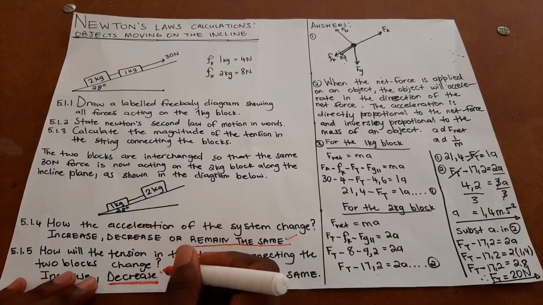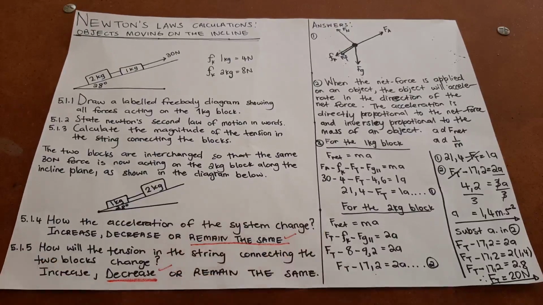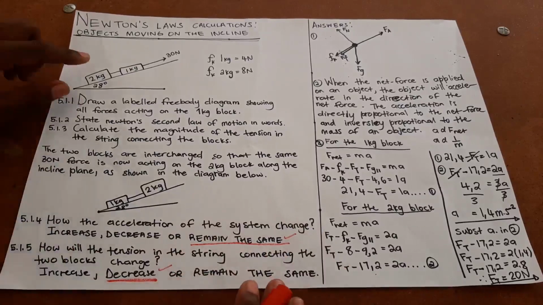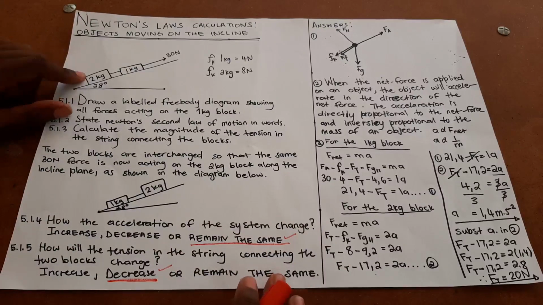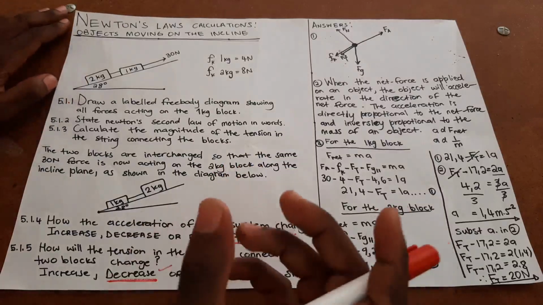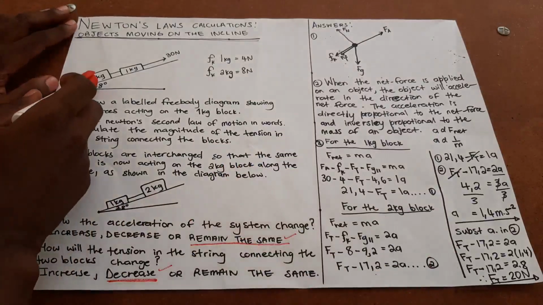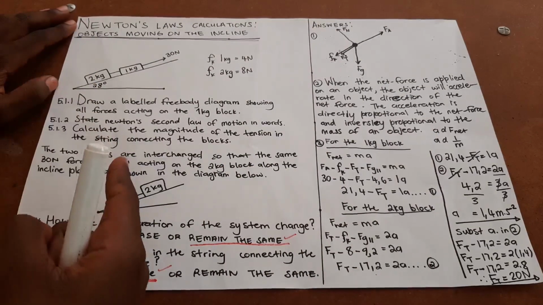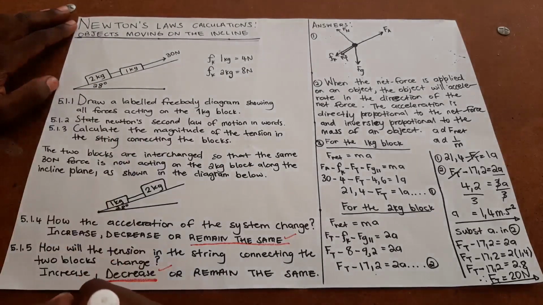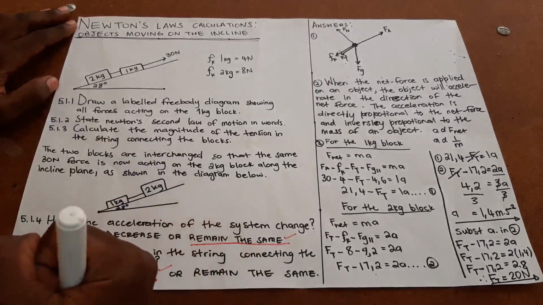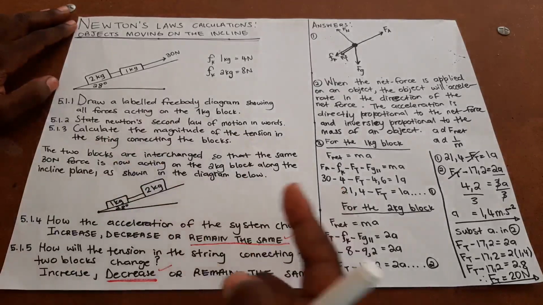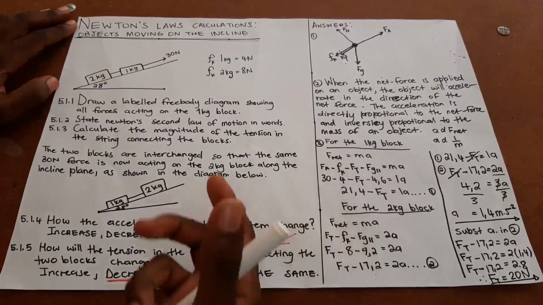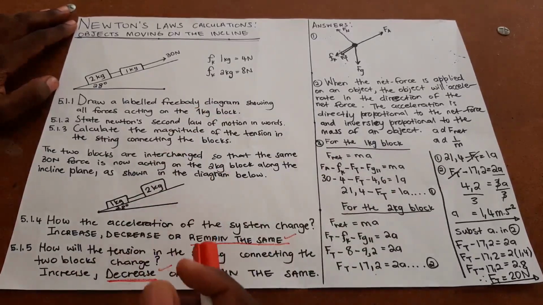Decrease is correct. Why am I saying decrease? Maybe some of you don't get it. Look, in that case, the 1 kg block is smaller than the mass of the 2 kg block that is pulling, meaning that if there is a bigger mass, there's also a bigger force that is going to be applied there.